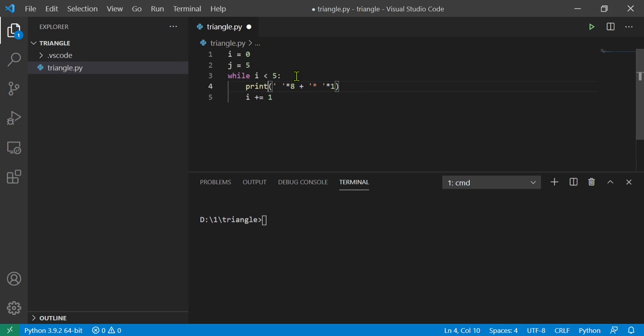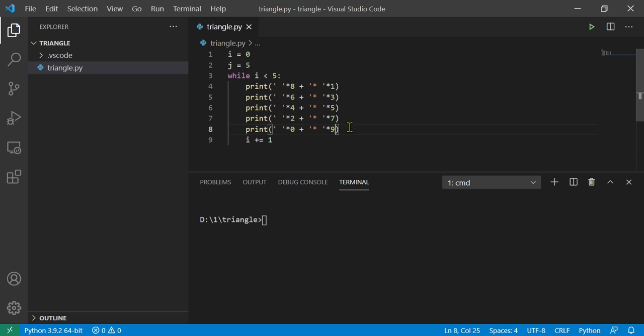In the second line, we have 6 spaces appended with 3 star space characters. In the third line, we have 4 spaces appended with 5 star space characters. In the fourth line, we have 2 spaces appended with 7 star space characters. In the fifth line, we don't have any space and we have 9 star space characters.